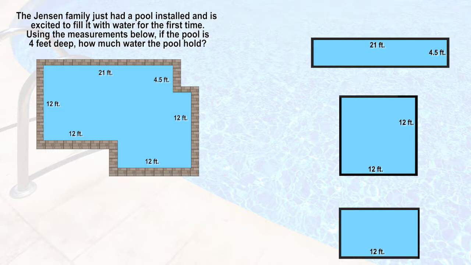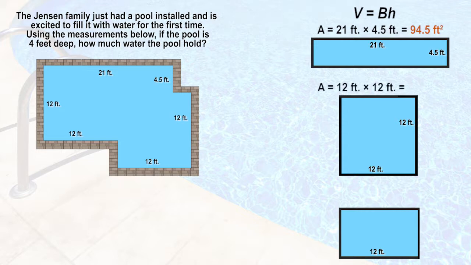Now the area of each rectangle can be multiplied by the depth of 4 feet to find the volume if the pool is filled with 4 feet of water, because volume can be found by multiplying the area of the base times height. The top rectangle's area is 21 times 4 5/10 feet, which equals 94 5/10 square feet. The next area in the lower right portion of the pool is 12 feet by 12 feet, which equals 144 square feet.